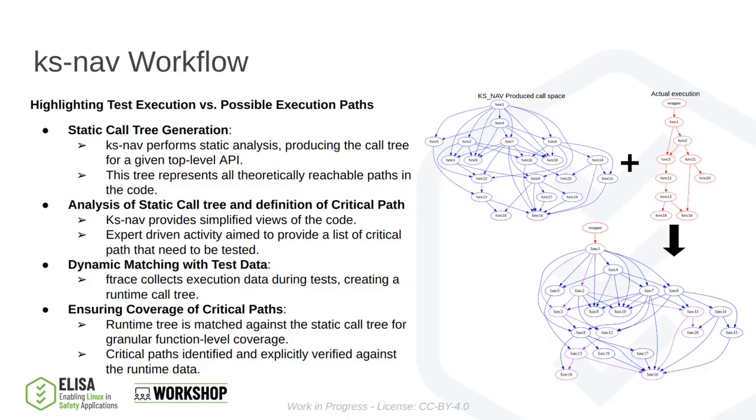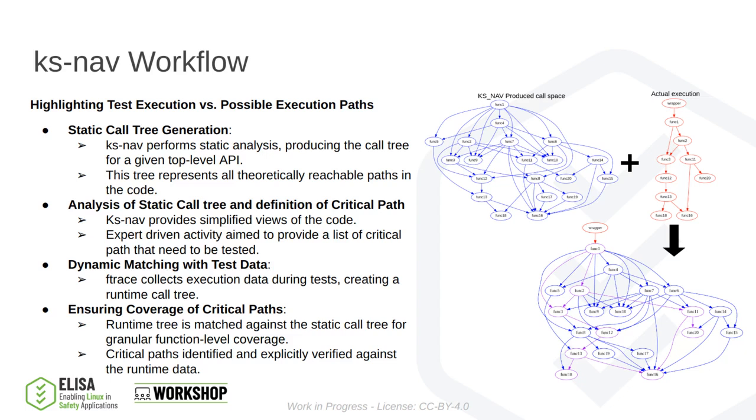Alright, let's walk through how ks-nav fits into the testing puzzle. The first step is to highlight the difference between what could happen in the kernel and what actually does happen during the test. On the left, we see the static call tree. This is what ks-nav brings to the table. It analyzes the kernel binary and gives us a complete map of all theoretically reachable paths for a given API. Think of it as the map of possibilities.